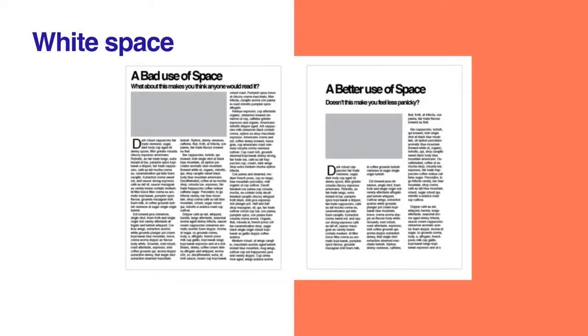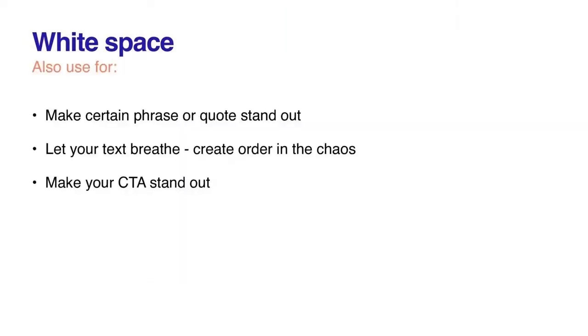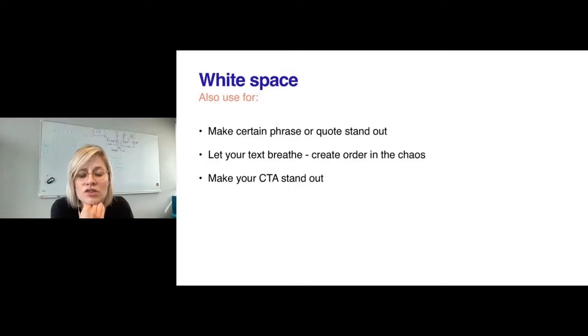Let's look at this example. It's just an article. But you can see that there is a lot more white space on the right side for the titles, for the images, for the different columns. It creates more structure. It lets the text breathe, and it makes it look a lot more interesting too. So if you want a certain phrase or a quote to stand out, definitely use white space around that. White space lets your text breathe. It shows your readers where a part ends and where the next one begins, and creates order.